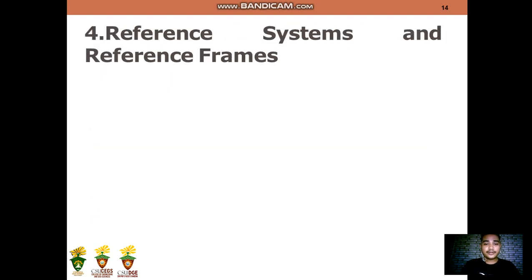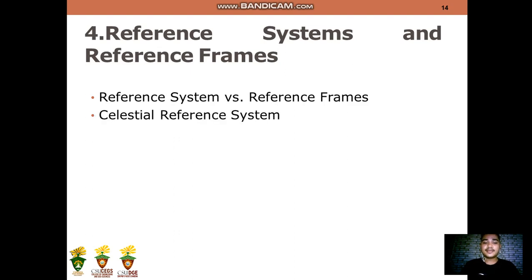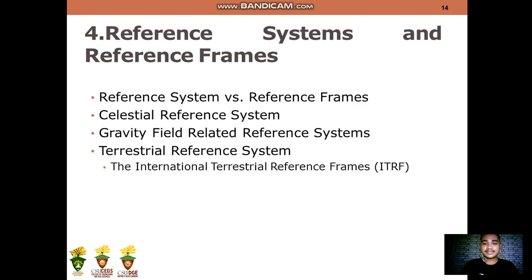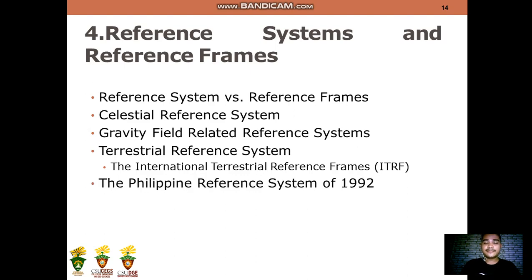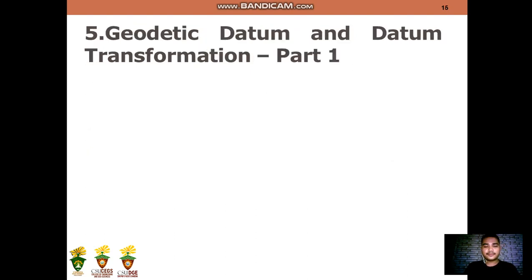For topic 4, we're going to discuss reference systems and reference frames. The subtopics are a reference system versus reference frames, the celestial reference system, the gravity field related reference systems, and the terrestrial reference systems, including the International Terrestrial Reference Frame or ITRF, and the Philippine Reference System of 1992. Topic 5 will be talking about geodetic datum and datum transformation.